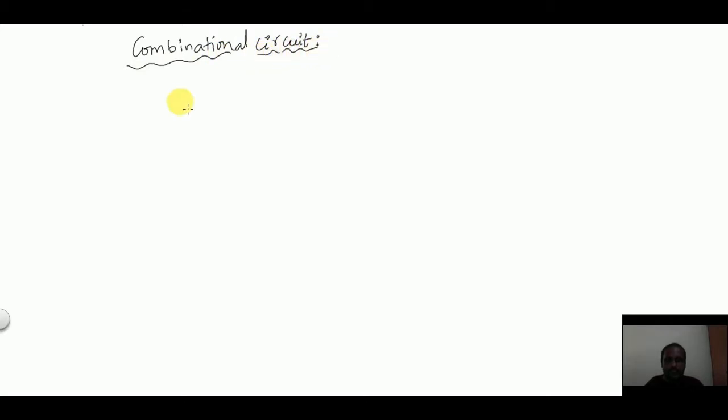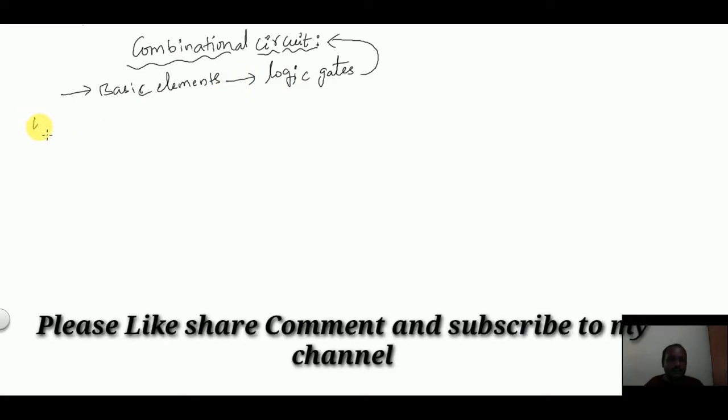So what is a combinational circuit? What are the basic elements? The basic elements of combinational circuits are logic gates. That means combinational circuits are designed by using logic gates, so they form the basic elements of the combinational circuit. So the definition comes like this.